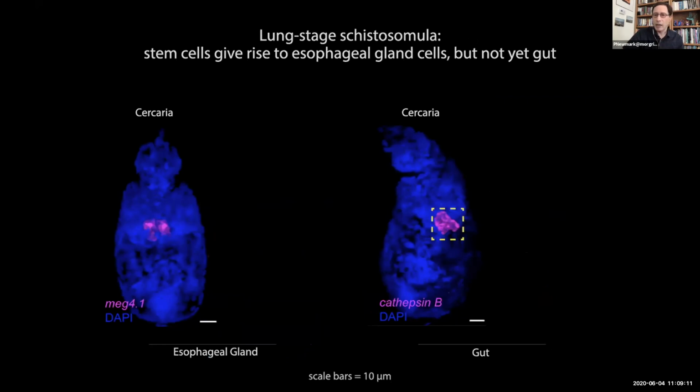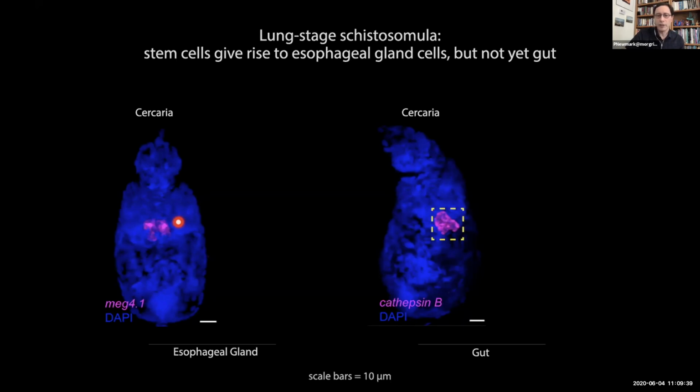Now we wanted to ask what was happening with the digestive system. So what Jay has done here now is harvest lung stage parasites from mice that had been infected and then given an IP injection of EdU. So this will actually label the parasites in the mice, and now we can harvest them over a time course of various chase lengths.